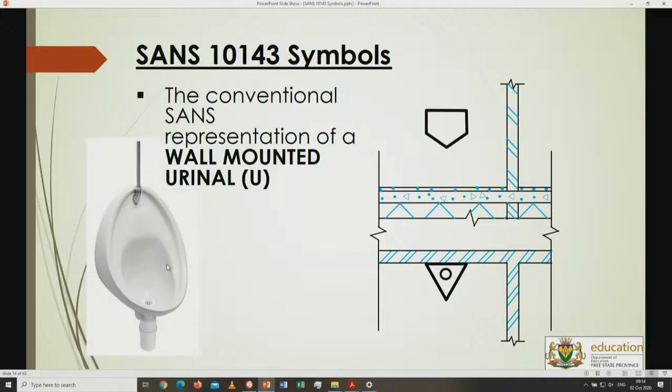This is for a urinal, wall-mounted urinal. Now that is the symbol in the front view. This is the symbol in the top view. I've just drawn in the house so that you can see it's some significant distance away from the floor. You can't put those things on the floor, of course.